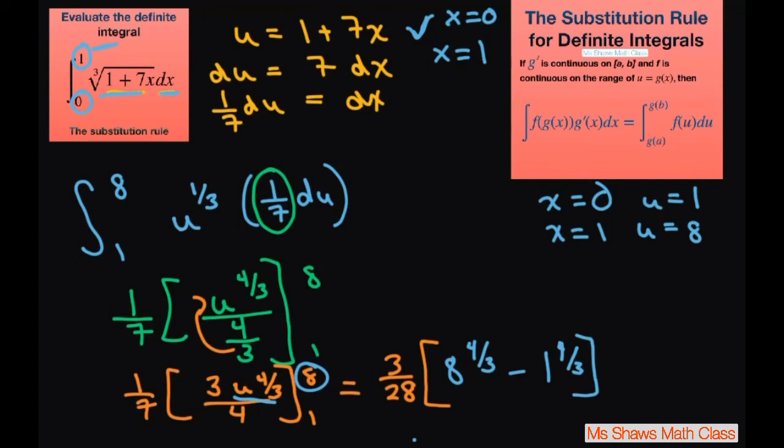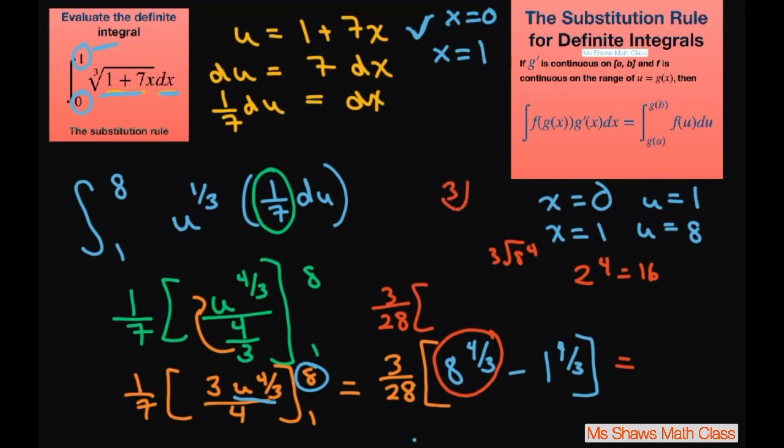So 8 to the 4/3 is going to be the cube root of 8 to the 4th. The cube root of 8 is 2, and 2 to the 4th is 16. So what we end up having, I'm running a little bit out of room here, is 3 divided by 28 times 16. Again, the cube root of 8 is 2, and then the 4th power is 16. 1 to the 4/3 power is just 1.